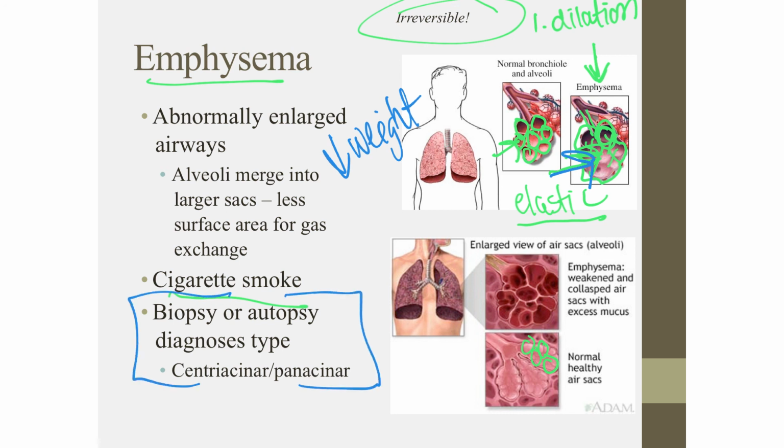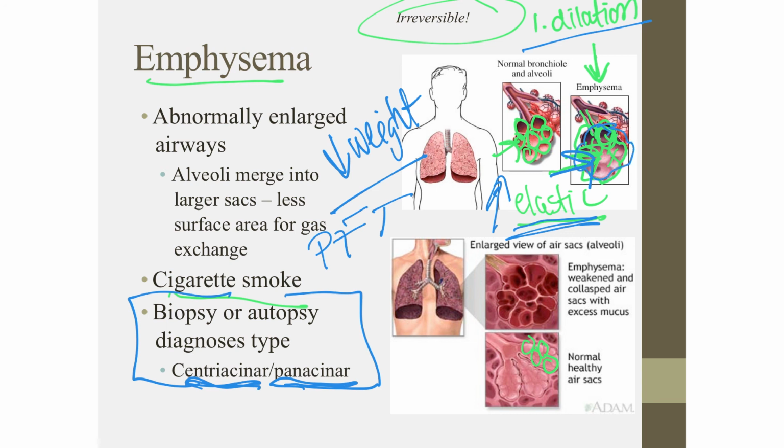Pathologically, you can look at the cell type. That's not going to be our focus. Centriacinar and panacinar are the two different pathologic types of emphysema. But again, we're going to see this characteristic low weight, dilated bronchioles, and the changes in the pulmonary function tests that reflect a hyperelasticity. We see hyperelasticity because of this difficult airflow into the alveoli.